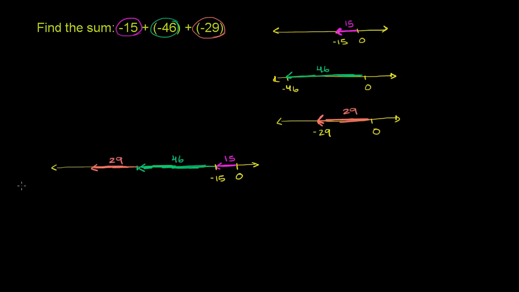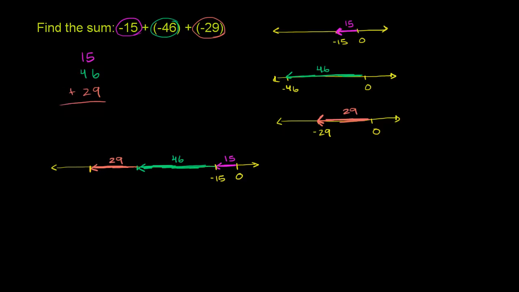So when all is said and done, where do we end up on our number line? Well, the total length that we are to the left is going to be 15 plus 46 plus 29, but it's to the left, so it's going to be negative. Since all of these have the same sign, this is the same thing as the absolute value of negative 15, which is 15, plus the absolute value of negative 46, which is 46, plus the absolute value of negative 29, which is 29, but then take the negative value of it. So let's just add that: 15 plus 46 plus 29.